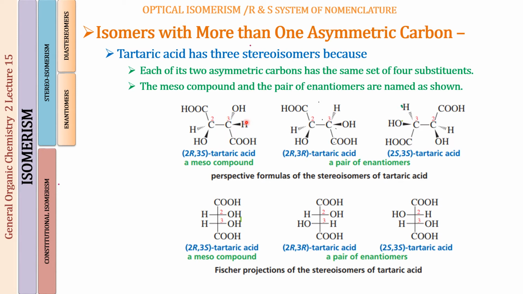But before that, what you can see is that the other two isomers for the compound are going to be a pair of enantiomers. How are we going to ascertain this? With the help of the RS system of nomenclature, we can tell which is going to be a pair of enantiomers and which is going to be a pair of diastereomers.